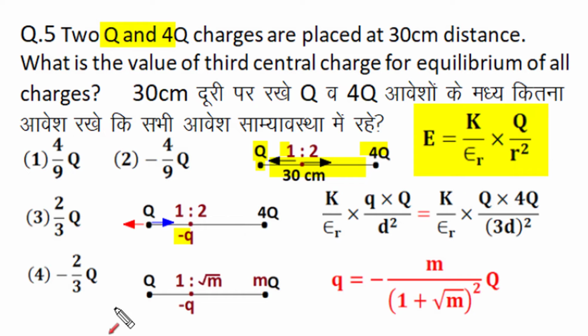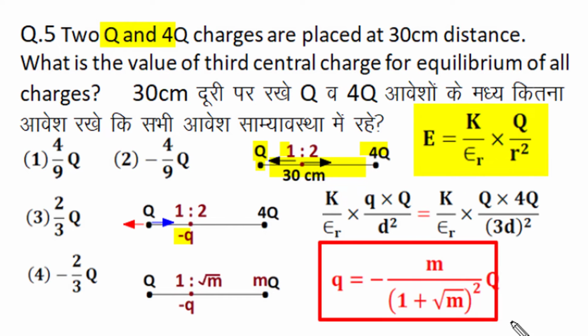In general, if two charges are Q and mQ, we can memorize the value of small q as m upon (1 plus root m) whole square times capital Q. And for perfect squares, root m can be obtained easily. If these two charges are Q and 9Q, then m is 9 and root of 9 is 3, 3 and 1 is 4. So my answer would become 9/16 Q with opposite polarity if these charges are Q and 9Q, and for Q and 16Q it is 16/25 Q. And in the same way we can find other values using this relation.